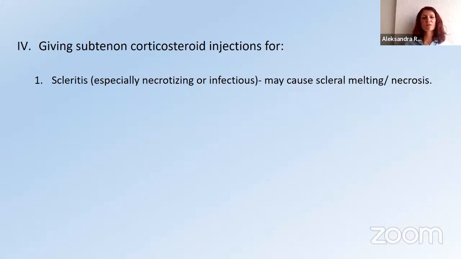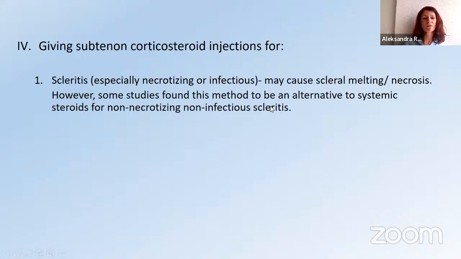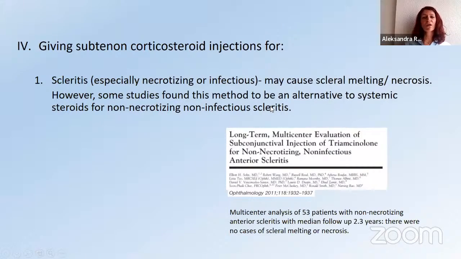The next fault would be giving subtenon corticosteroid injections for scleritis, especially necrotizing or infectious, because it can cause scleral melting or necrosis. However, some studies mentioned before found that this method could be an alternative to systemic steroids for non-necrotizing, non-infectious scleritis. This is a multi-center study of 53 patients with no scleral melting or necrosis. So you have to be very wise when choosing your patients.